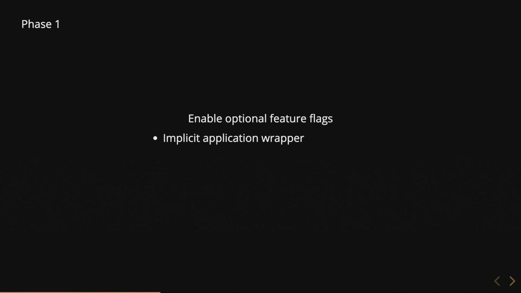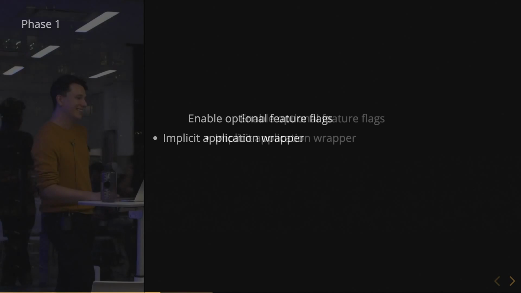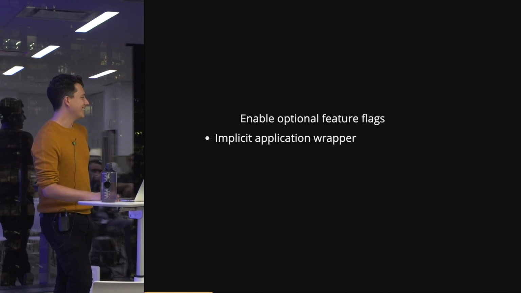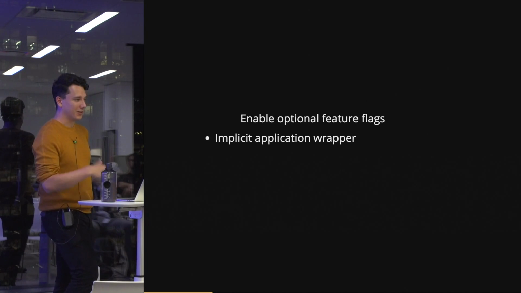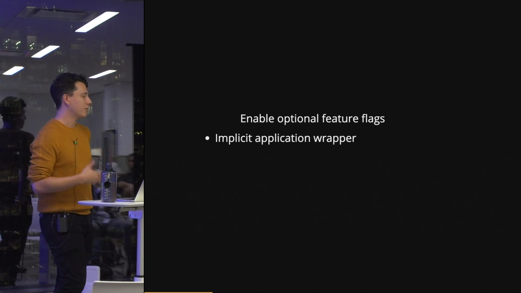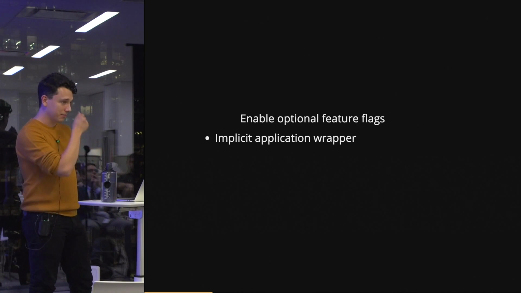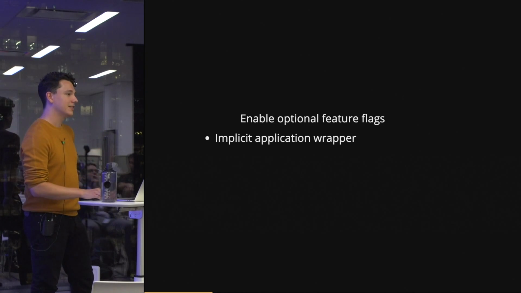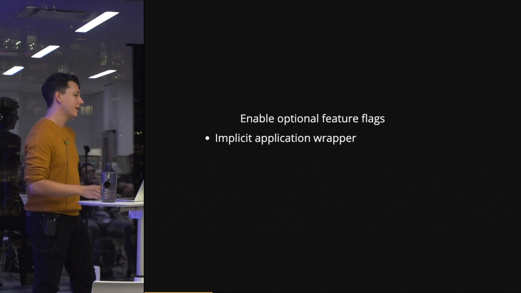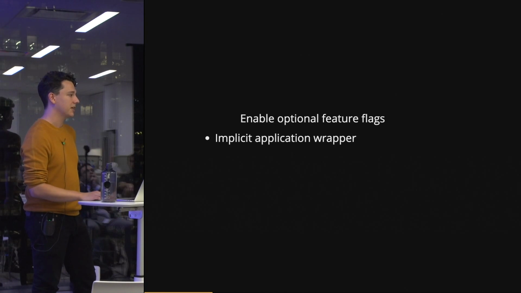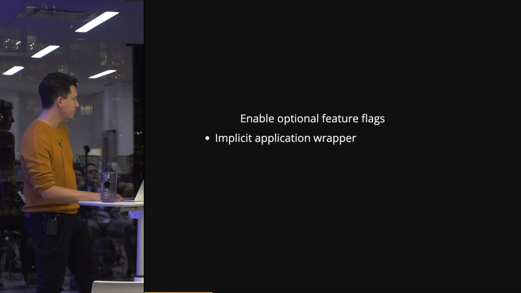The first one is implicit application wrapper. You may not know about this actually. It's just kind of an implementation detail, except for when it isn't. But for the longest time, there was a div or element that wrapped your application. And so this flag turns that off. And if your app relied on that behavior, you may need to update a few things, but most apps actually don't in practice, I believe.